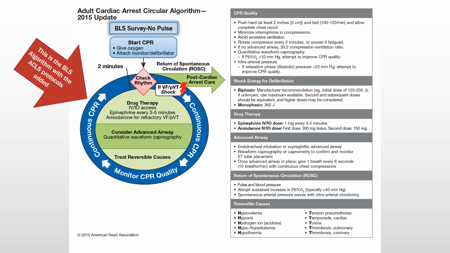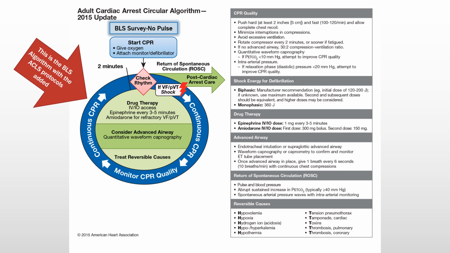So if we have ROSC, which is return of spontaneous circulation, we're going to do a full assessment, pulse and blood pressure. We may see ROSC before we see movement because the end-tidal CO2 in waveform capnography returns to normal level. It may go up above 40 millimeters of mercury, right? So we may see it through our monitoring equipment before we see patient movement. Signs also include spontaneous arterial pressure waves with intra-arterial monitoring. So if you have an arterial line, you may suddenly see a waveform where you didn't have one.